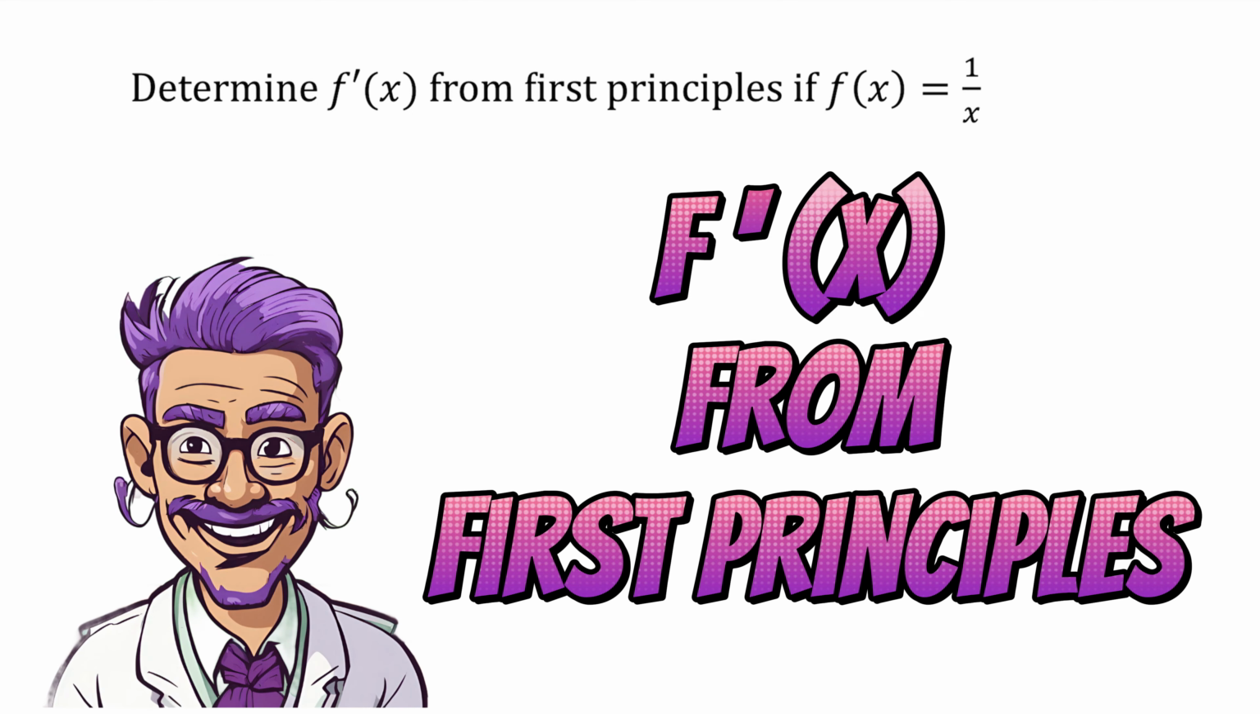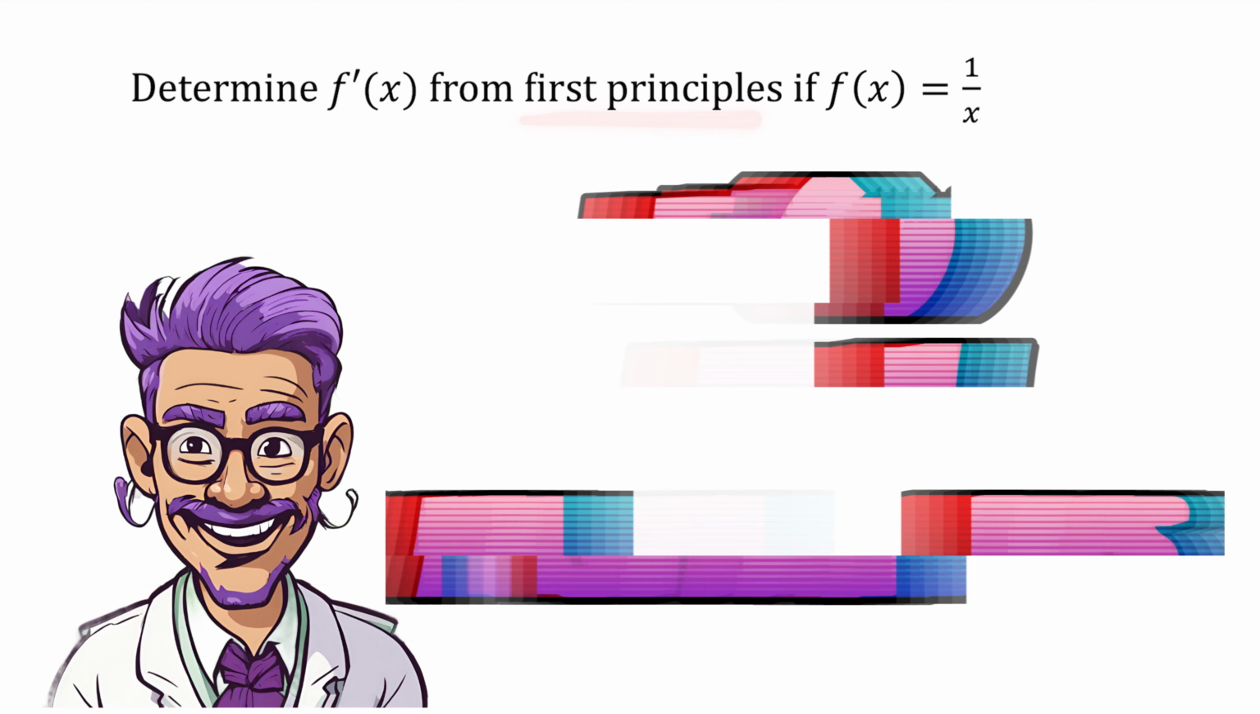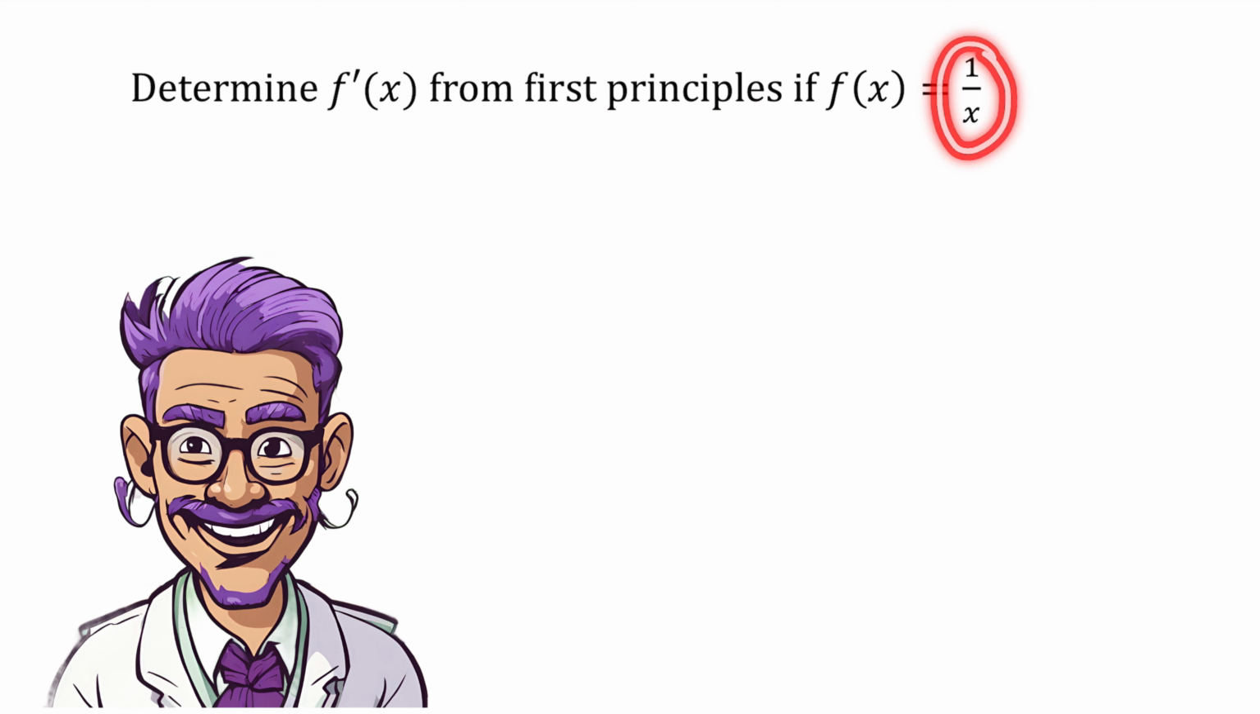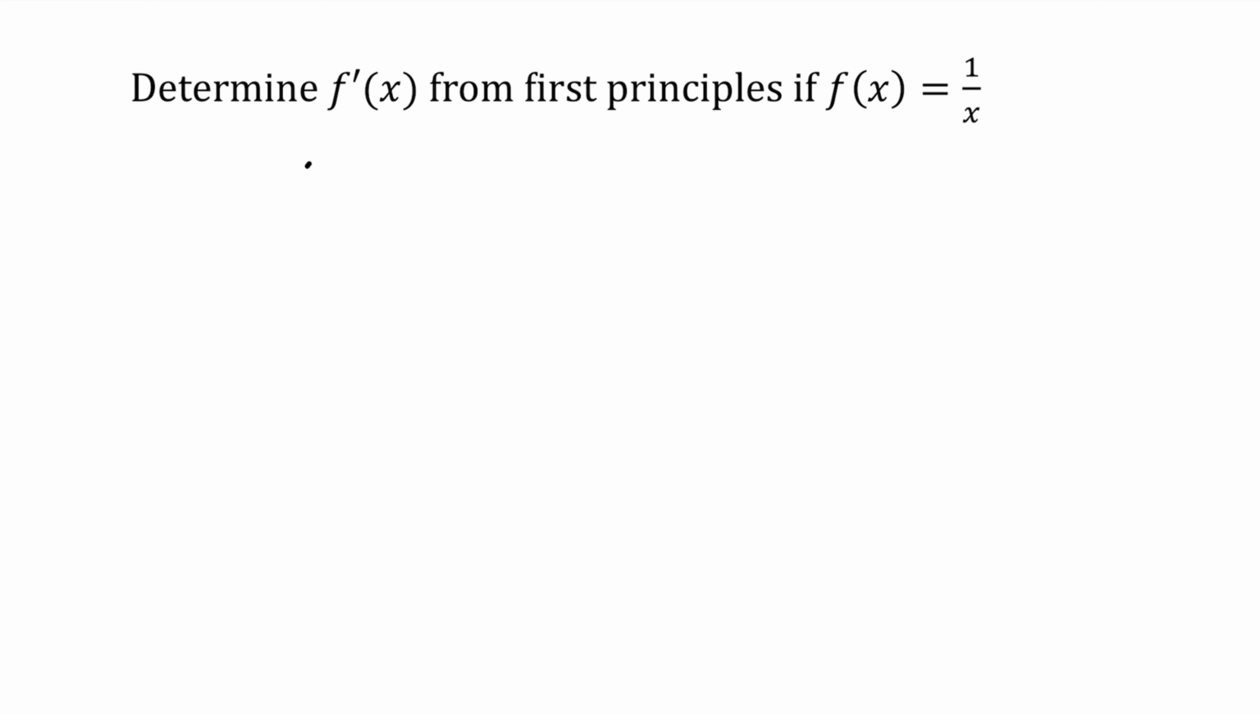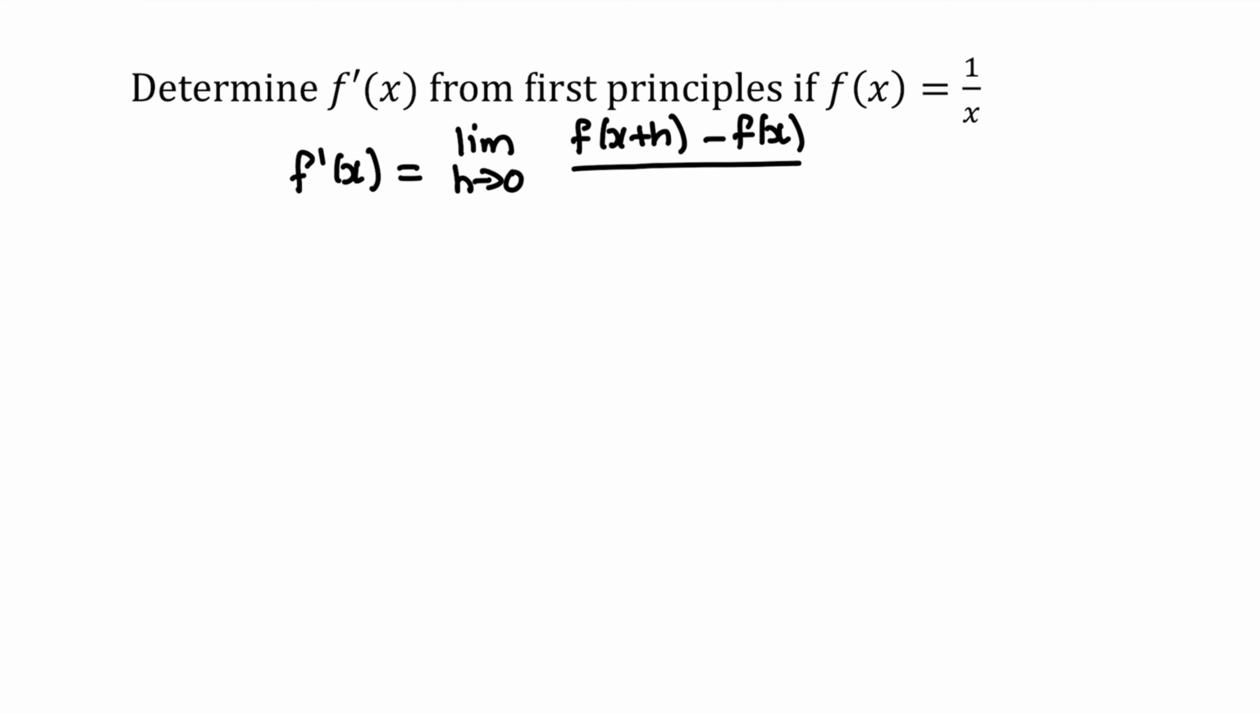Welcome to Mathenatic. In this video, we'll determine the derivative of f(x) from first principles, where f(x) is equal to 1 over x. So when they ask you to find the derivative from first principles, you would need to use the equation of the limit of h towards 0 for f(x + h) minus f(x) over h. So for f(x + h), we would substitute the x in our equation with x + h.